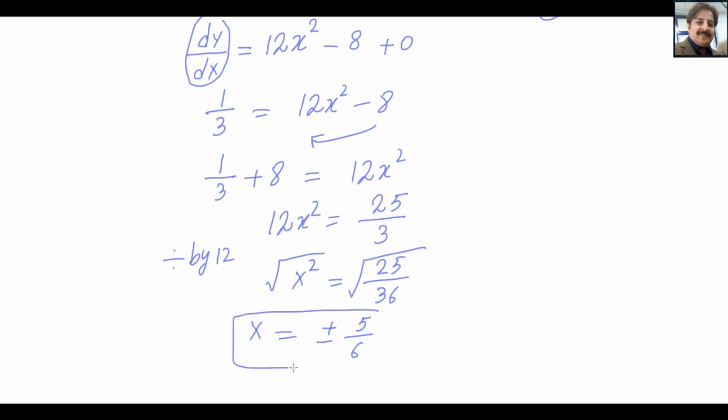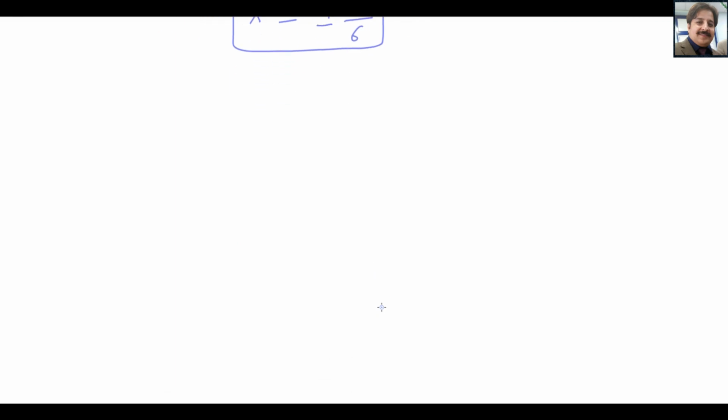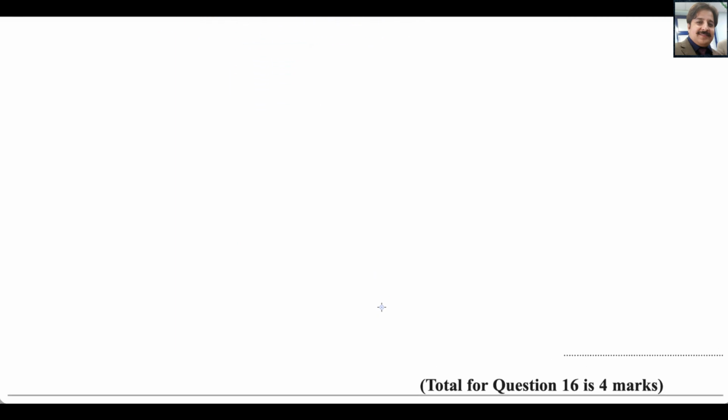So these are the x coordinates of those 2 points. Okay, one is positive and the other is negative. And you must write this answer in the given space. Plus minus 5 over 6. Okay.